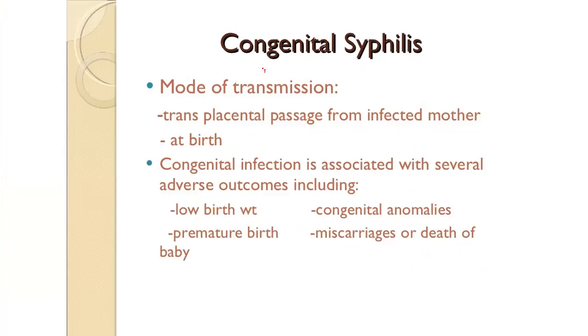Then come to your congenital syphilis. The mode of transmission, as I have already discussed with you, is transplacental passage from the infected mother, or from the mother at the time of birth. So it is associated with several adverse outcomes, including low birth weight, premature baby, congenital anomalies, miscarriage, or death of the baby.